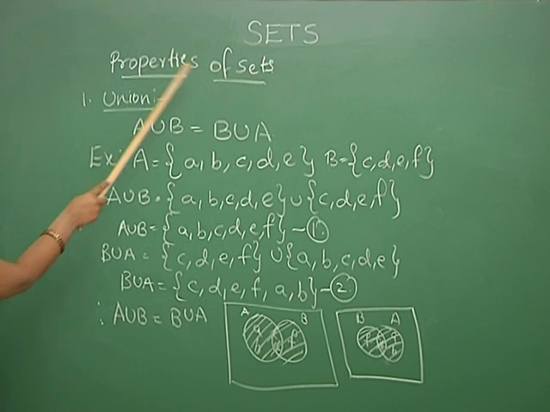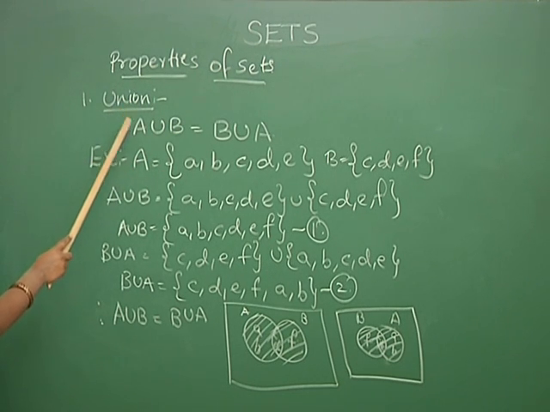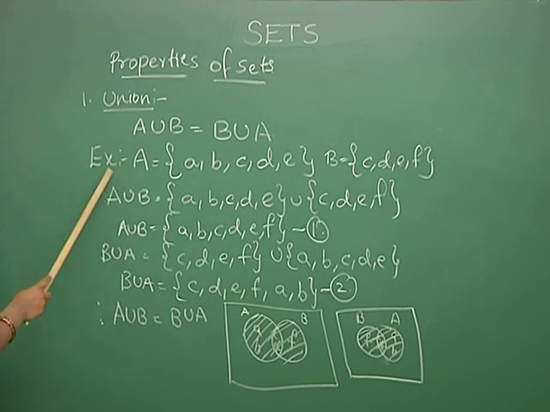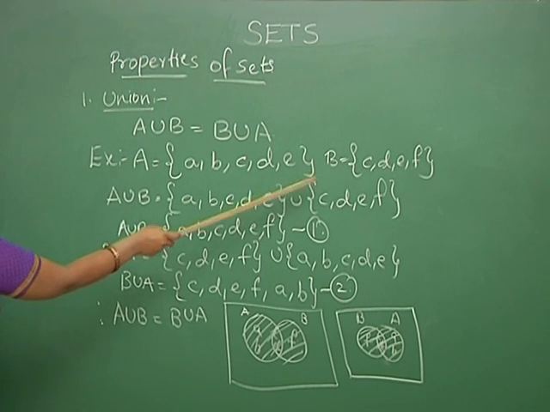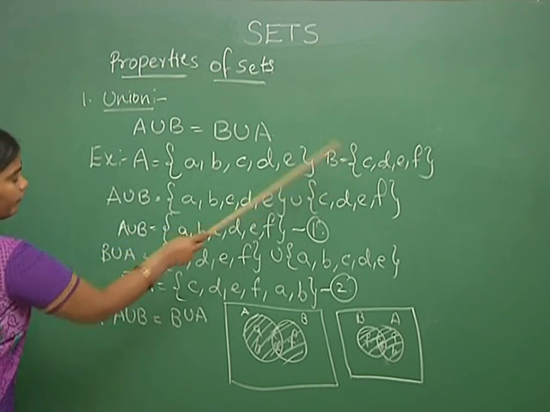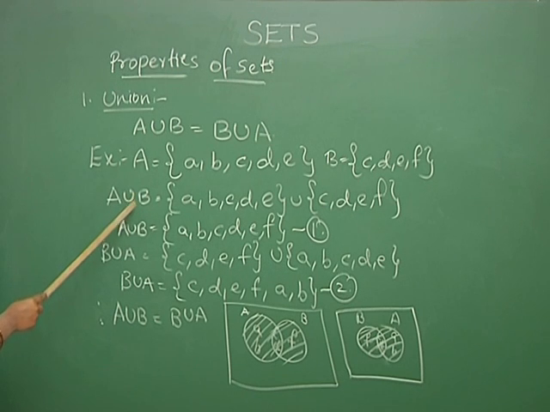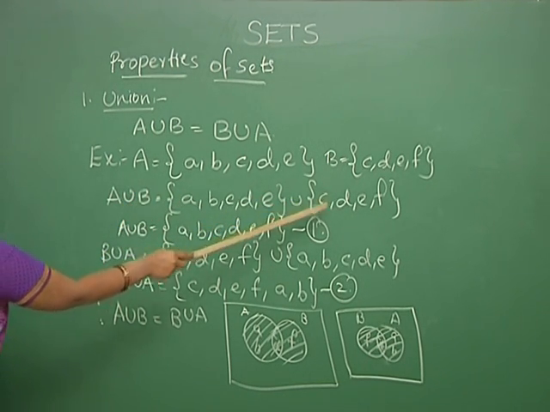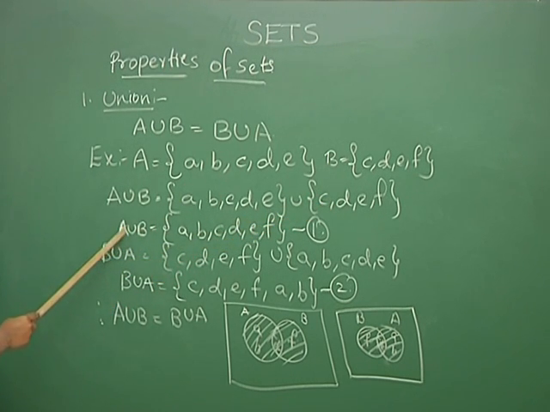Now we will start the properties of sets. The first one is union: A union B is equal to B union A. Let us take an example. A is equal to set of A, B, C, D, E. B is equal to set of C, D, E, F. First, A union B: A set elements, union is denoted with the letter U, B set elements. I already said union means a combination of both the sets.